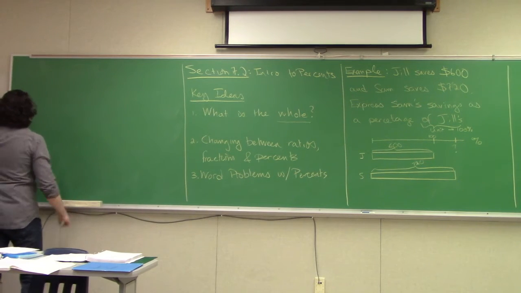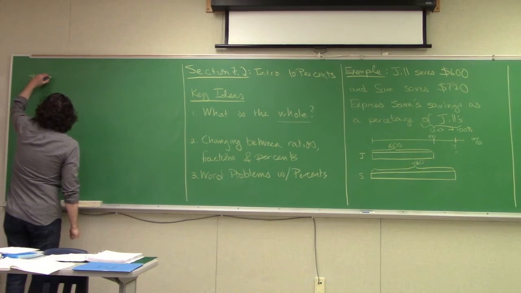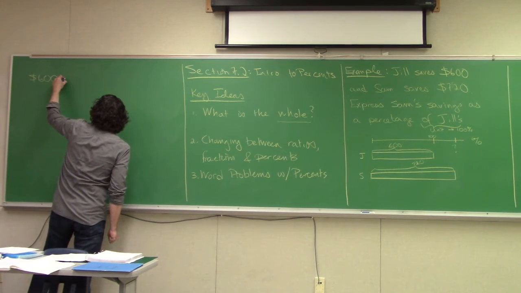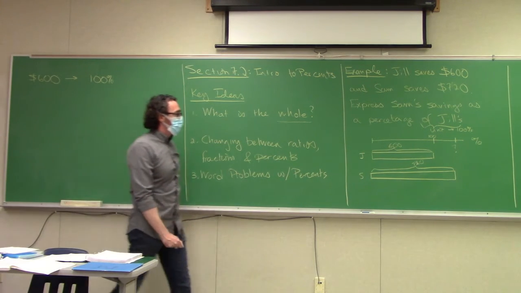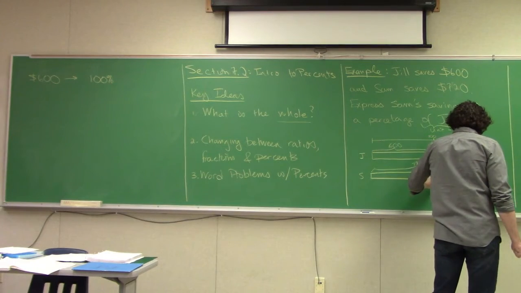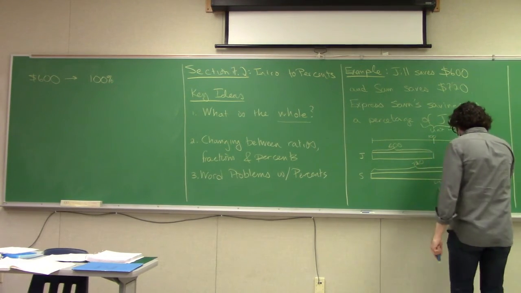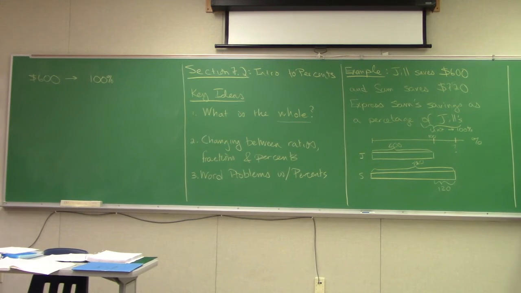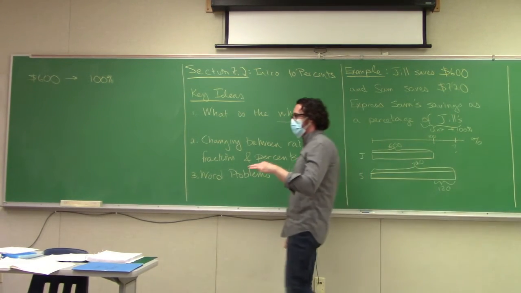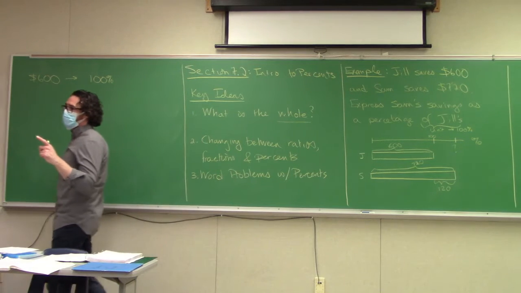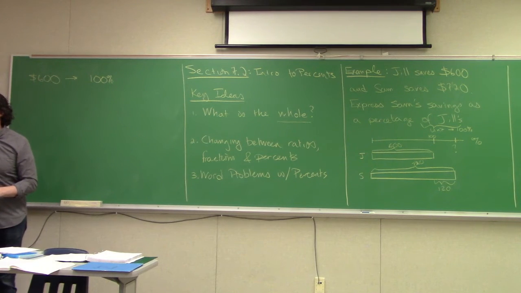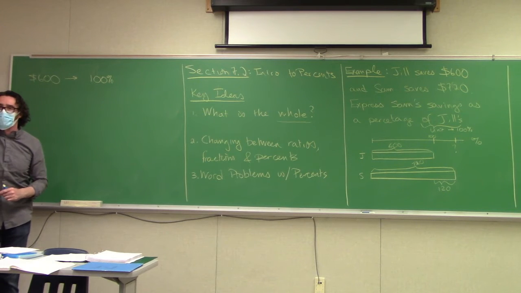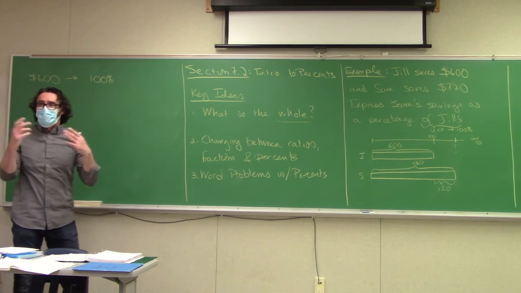Okay, so let's do some thinking here. $600, that corresponds to 100%. Okay, now this extra in terms of dollars, that's $128 extra. Okay, now there are some percents that are very easy to find. When I'm talking about this $600. Very easy to find 50% of something. How do you find 50% of something? Right, cut it in half.